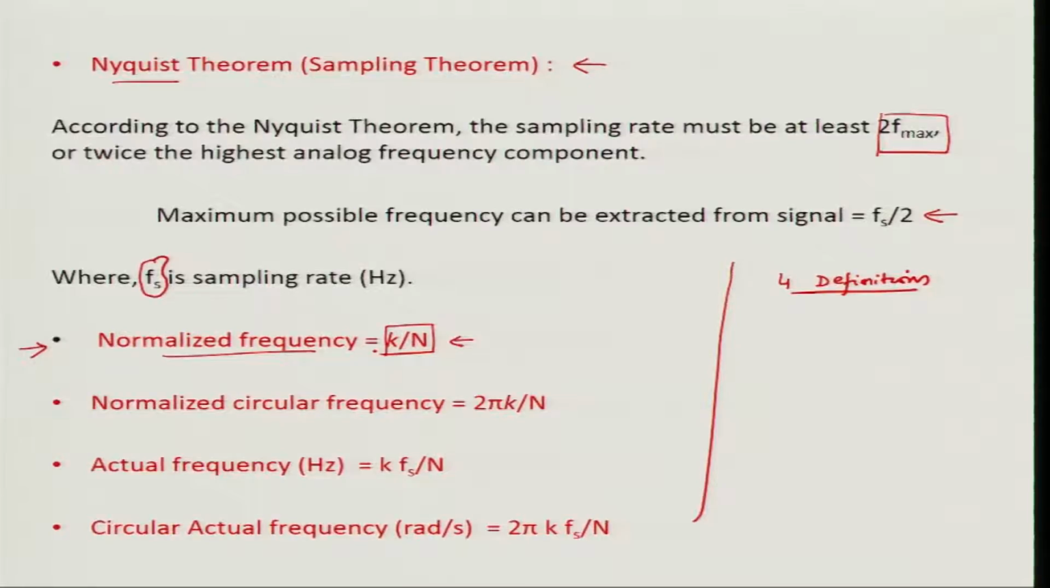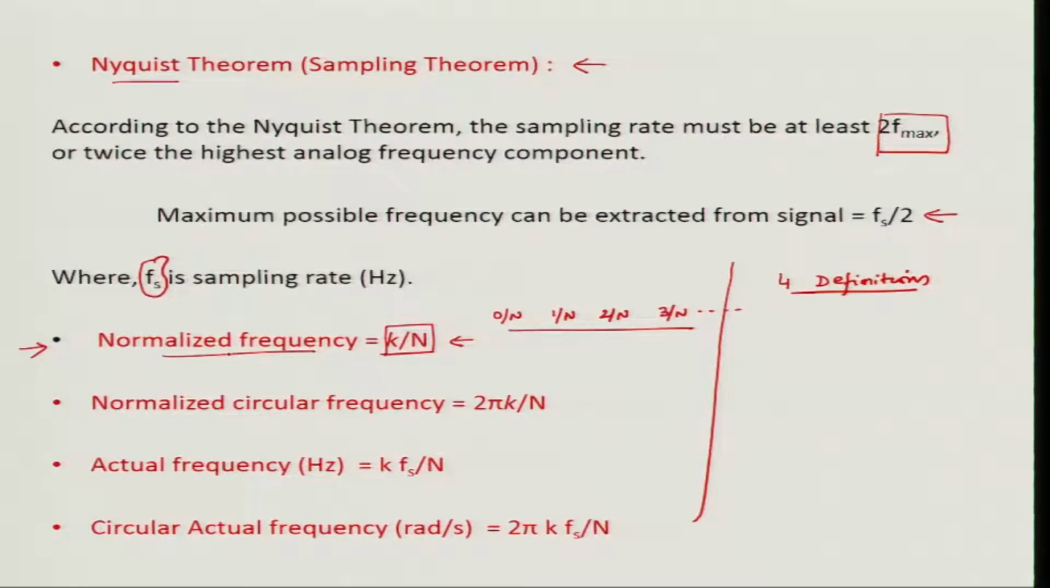Okay. So, it will be 0 by n, 1 by n, 2 by n, 3 by n, and it will go up to n minus 1 by n. Okay. We do not bother too much about this, it does not make a lot of physical sense. The second frequency definition in DFT is normalized circular frequency.